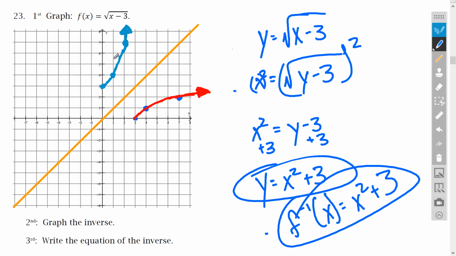And it's actually only a piece of x squared plus 3, but that is the inverse function. There is actually more of it that goes over here, because it's a quadratic, so we only see half of it.